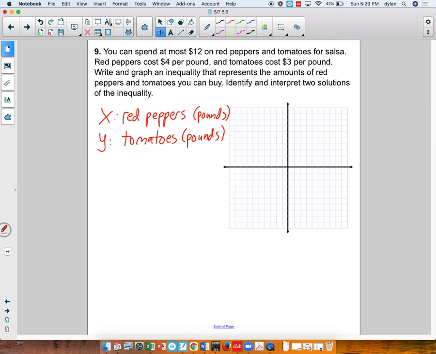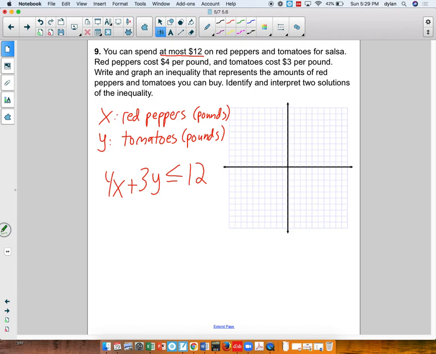So in this case, I can spend at most $12. I usually start with the total, just like we've talked a lot about for word problems. At most means less than or equal to, and I can spend at most $12. Now, red peppers cost $4 a pound, so that'd be 4x, and tomatoes cost $3 a pound, 3y. So my inequality would be 4x plus 3y is less than or equal to 12.